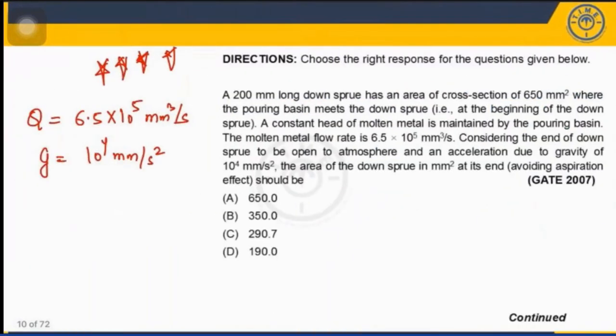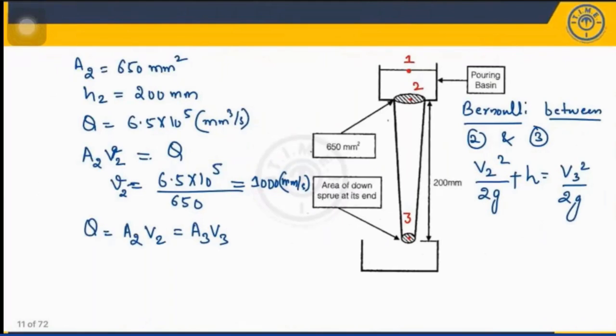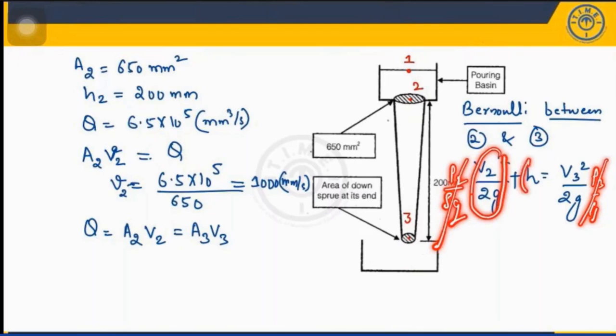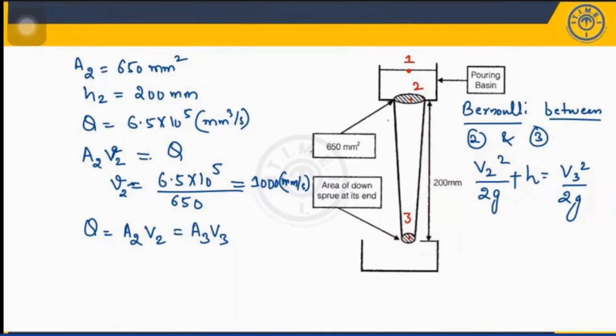It is also given: what is the aspiration effect? To avoid the aspiration effect, you have to maintain the pressure throughout the screw constant. That means the pressure at P2 and pressure at P3 should be constant. So P2 by rho g and P3 by rho g cancel out. V2 square by 2g is the kinetic head and this is the datum head, H. I'm measuring from this distance, so H3 value is 0, and from here I denote it as H, or I can represent it as H2.